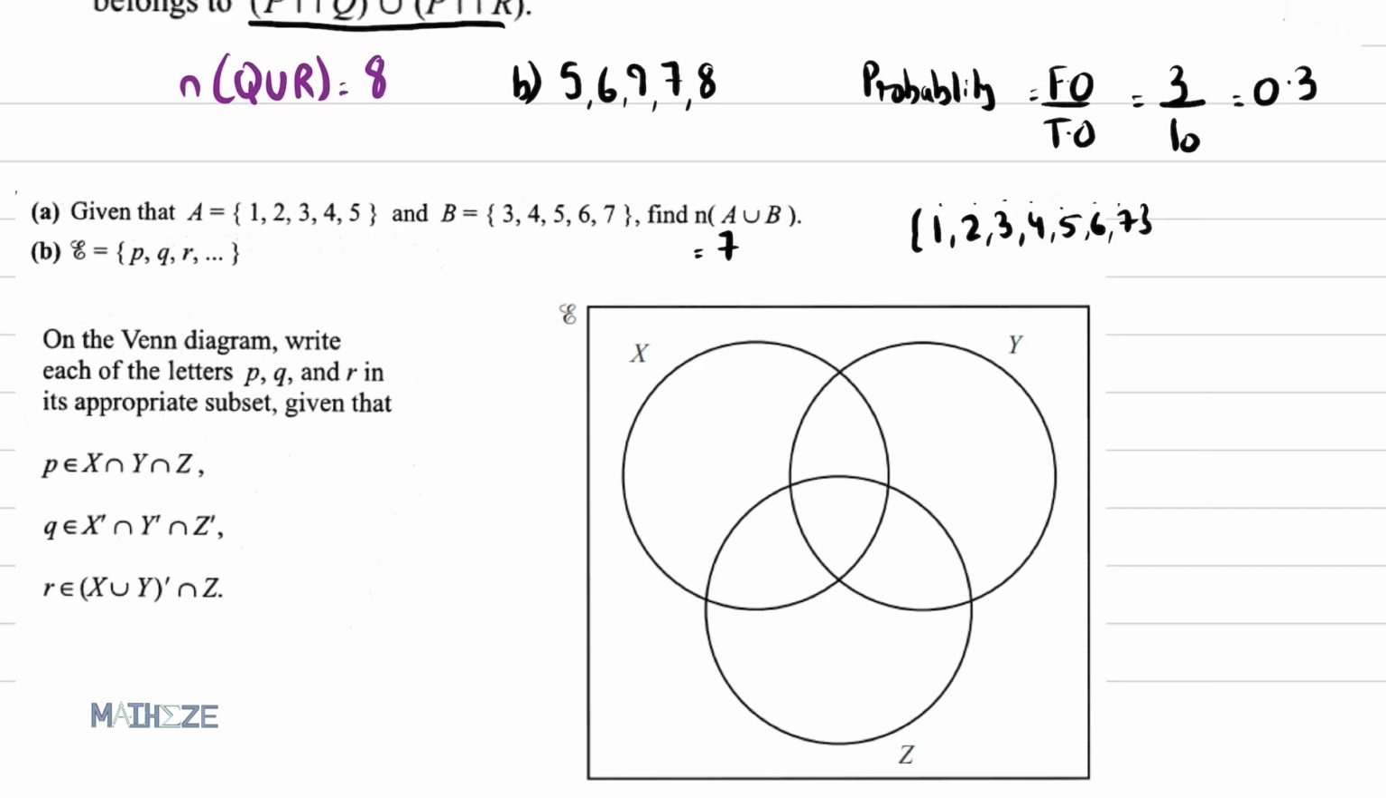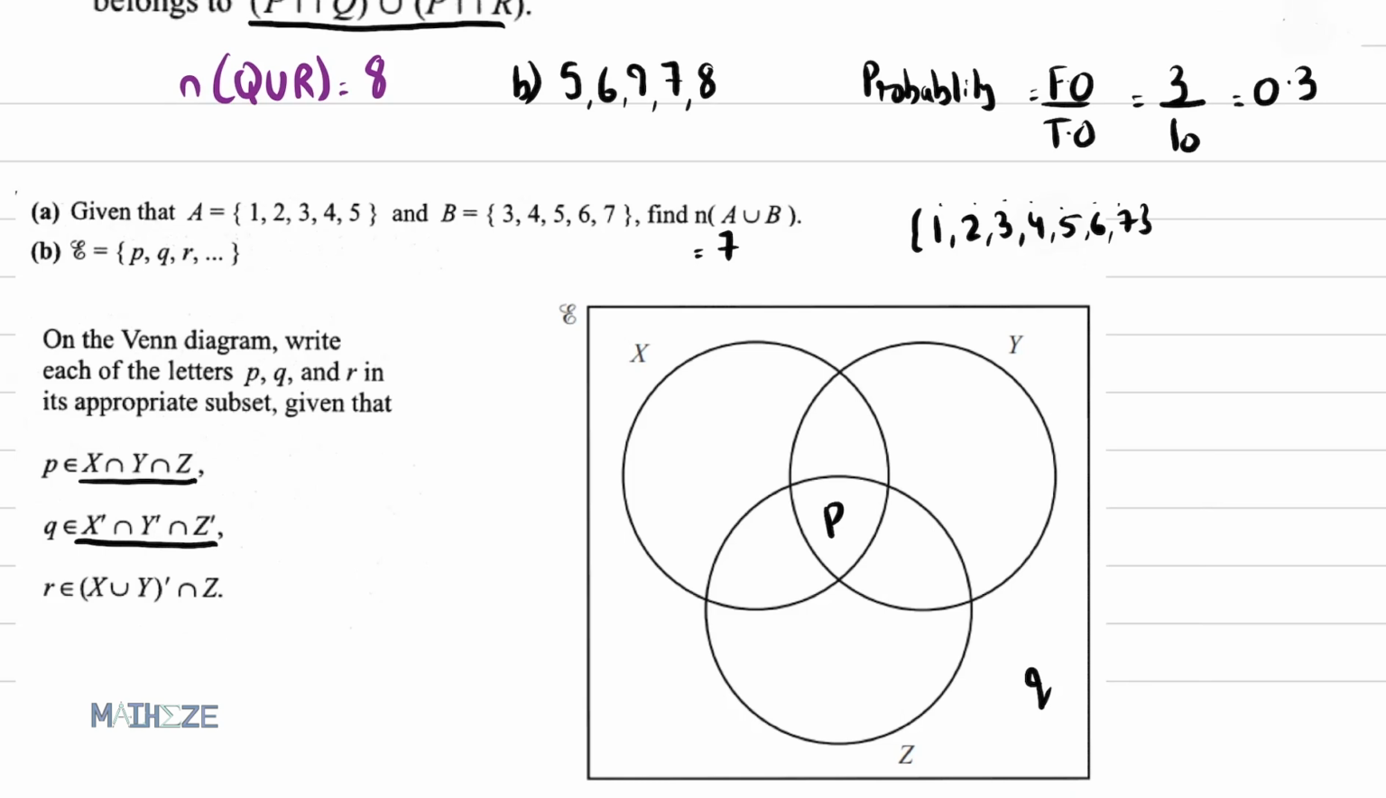One last part. It says P is an element of X intersection Y intersection Z. That means the common element in all. This is P. Then it says Q is what? X complement intersection Y complement intersection Z complement. That means outside of all. Last one that's challenging. For that, we recall the shading concept.